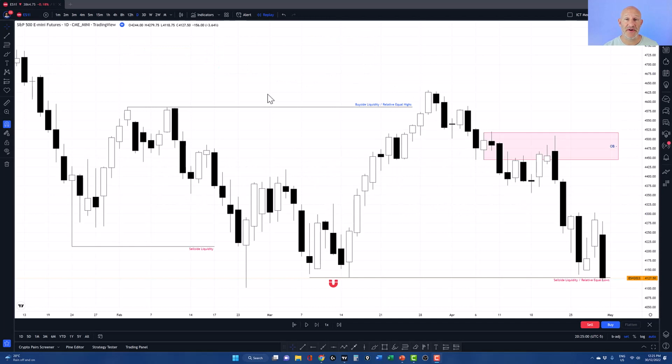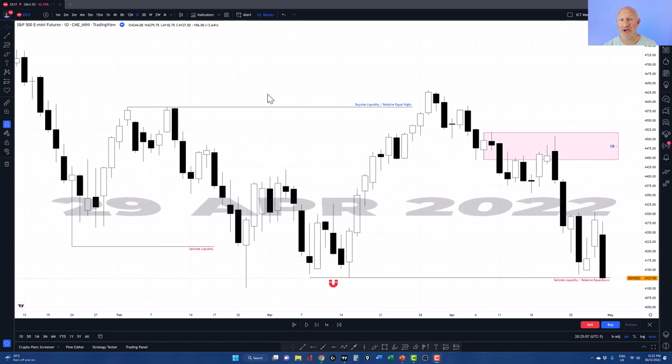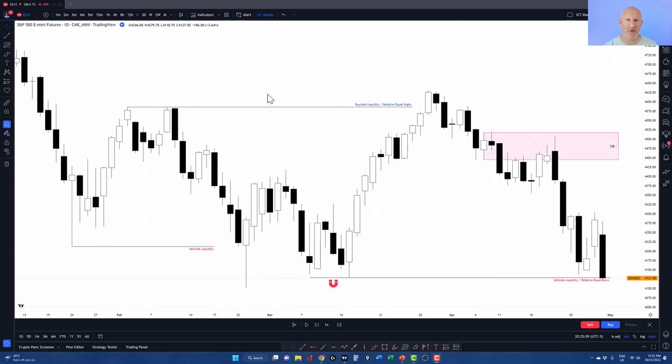Switching over now to the first of our trading examples, we're looking at the S&P 500 or the ES on the 29th of April, and we're specifically looking at the daily chart. We've been looking at this chart for quite a while, and the area of interest is this area here where we have these relative equal lows, this sell side liquidity. From that zone, the market's rallied higher. We took out this buy side liquidity, these relative equal highs here, before we started to consolidate.